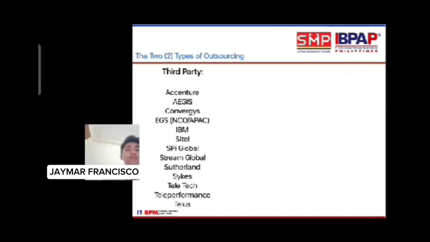These types of third-party providers include Aegis, Convergys, IBM, SITEL, SPi Global, Stream Global, Sutherland, Sykes, Teletech, Teleperformance, and Telus.